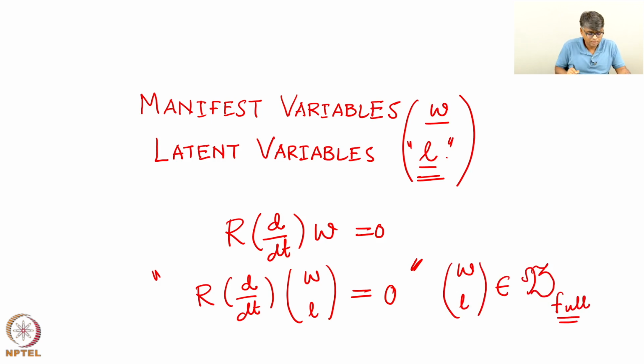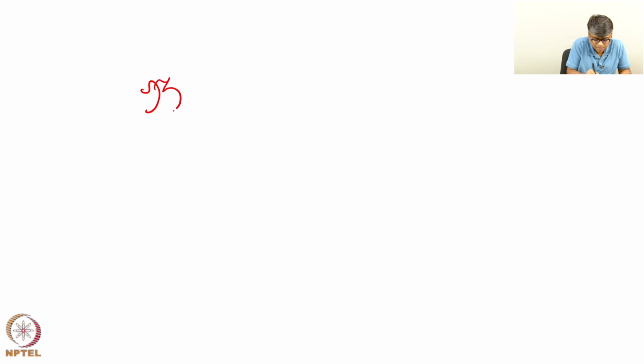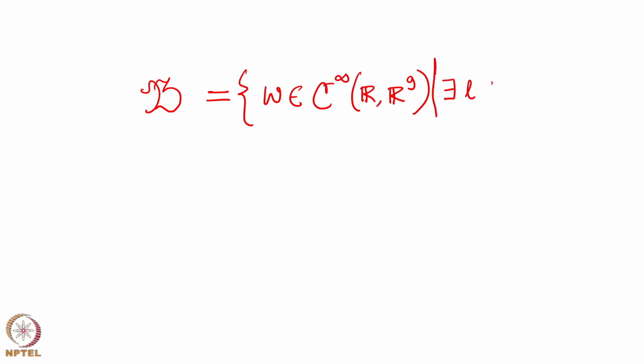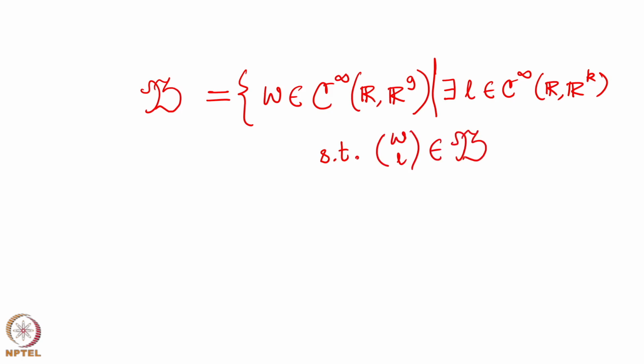If you remember, the behavior must actually then be given by B, the collection of all those W's, for the continuous case coming from C infinity, such that there exists an L which is also a C infinity function of some size. Let me use the letter K, such that together W and L is an element of the full behavior. That means it satisfies the given equation.